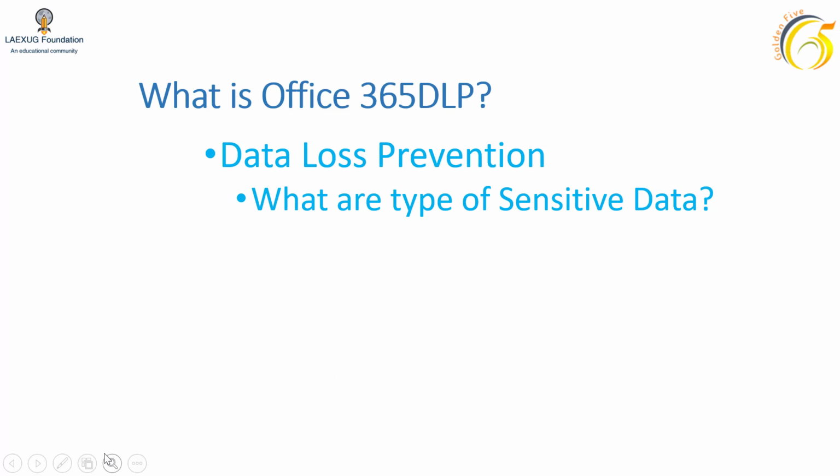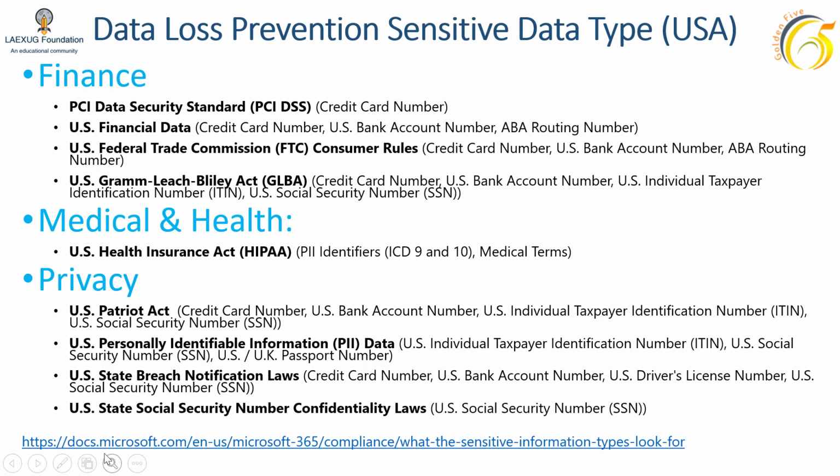Moving on. What is Office 365 DLP? Simply you will say data loss prevention. What types of sensitive data are more important? Which data is considered data loss prevention data? Data loss prevention is primarily differentiated by 3 categories. In the USA, we are in the US, so we're talking about the US right now.